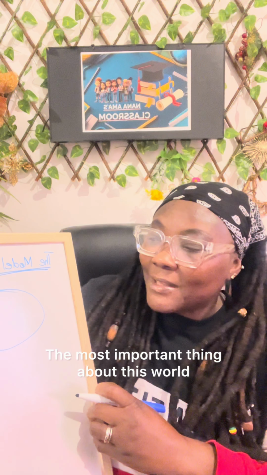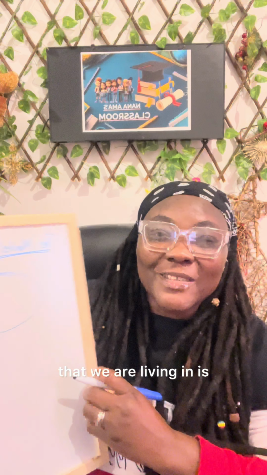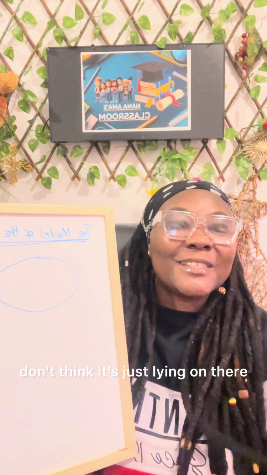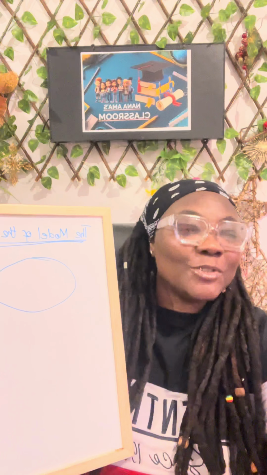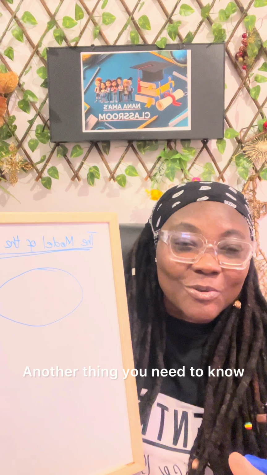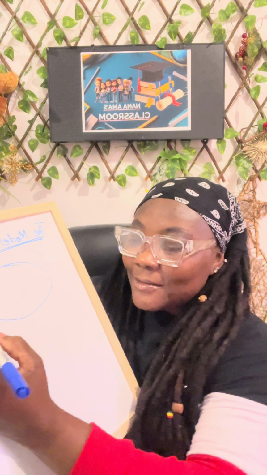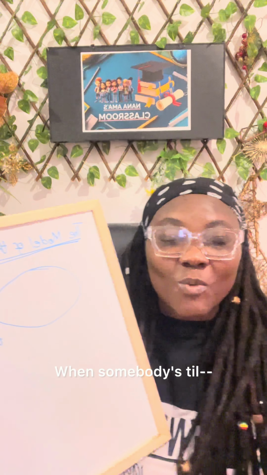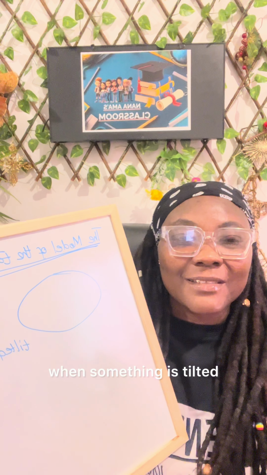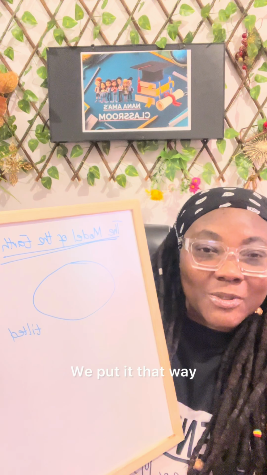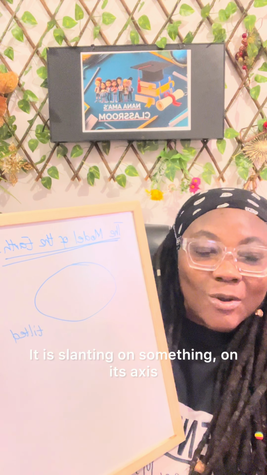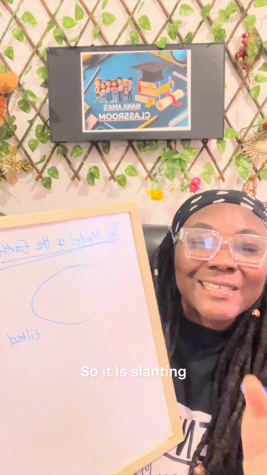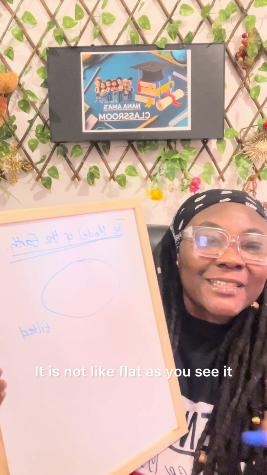The most important thing about this world that we are living in is that though it's spherical in shape, don't think it's just lying on there. No. Another thing you need to know is that the world is tilted. Geographically, we say it is tilted. When something is tilted, it is slanting. We put it that way. It is slanting on its axis. We normally call it the axis. So it is slanting. It is not flat as you see it.